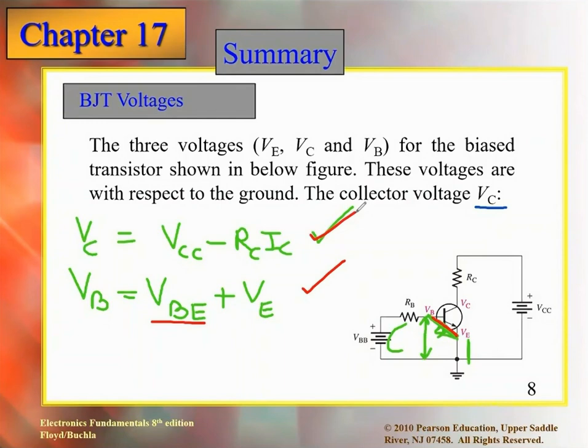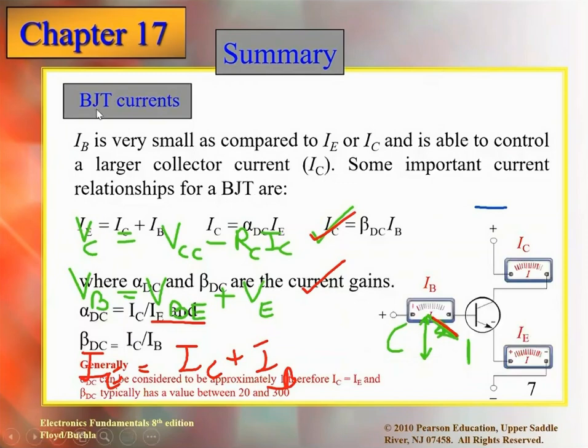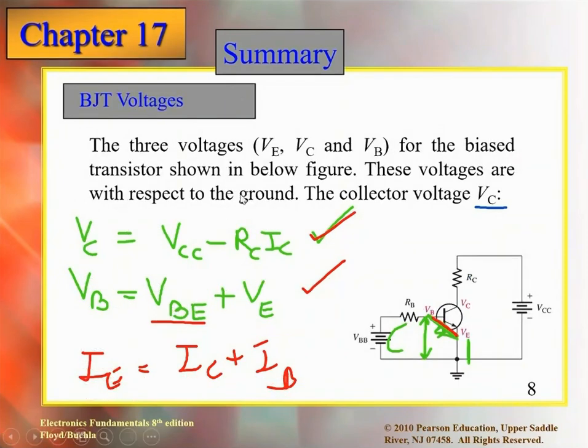So these two equations you also have to memorize. The three equations there: alpha DC, beta DC, and what was the third one? IE is equal to IC plus IB. I don't remember exactly, just go back and check it. Yes, IE. So these three things you have to memorize. Now, any question up to here? Clear to all of you?